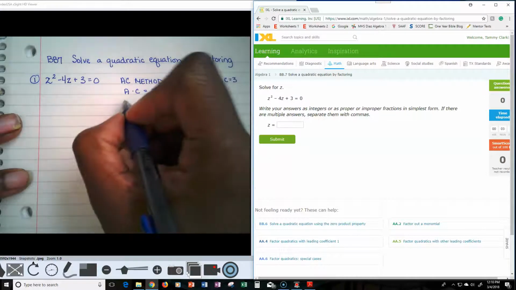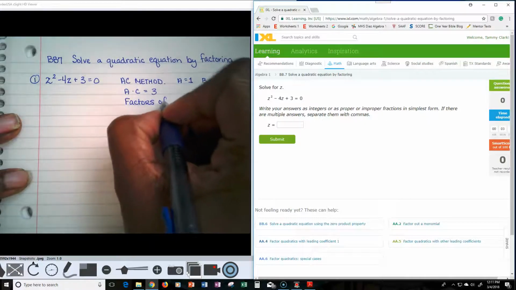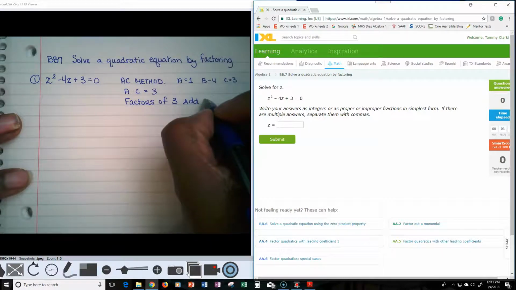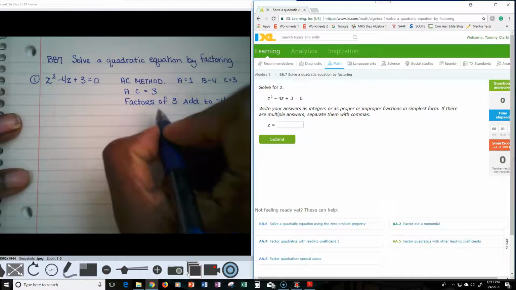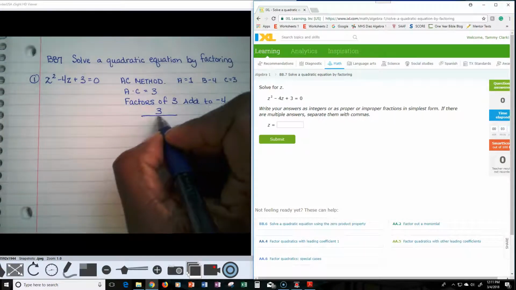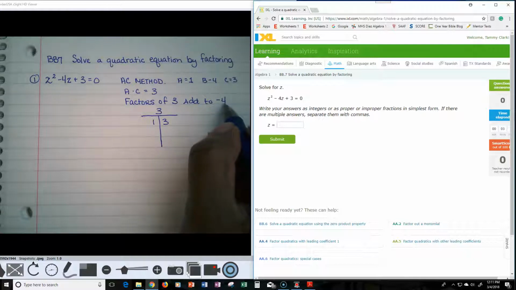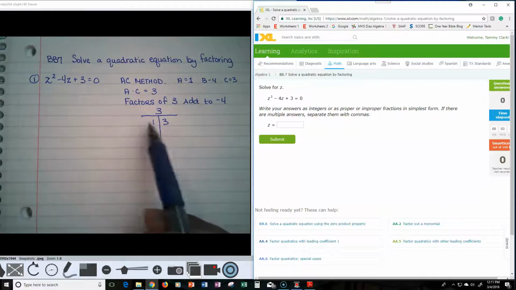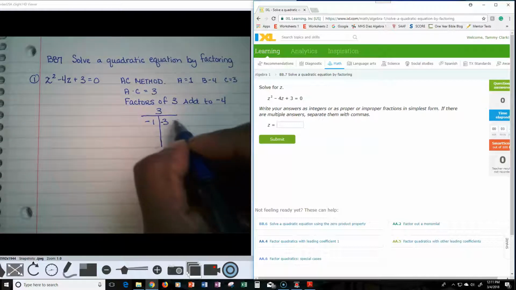Then we take the factors of 3, and we want them to add to -4. So if I look at 3, and I think about the factors of 3, well, the only factors of 3 are 1 and 3. But I wanted to add to -4. Now, one of the tricks of this is if we have a negative here and a positive here, that means that both of these numbers will be negative. So I would have -1 plus -3, that equals -4.